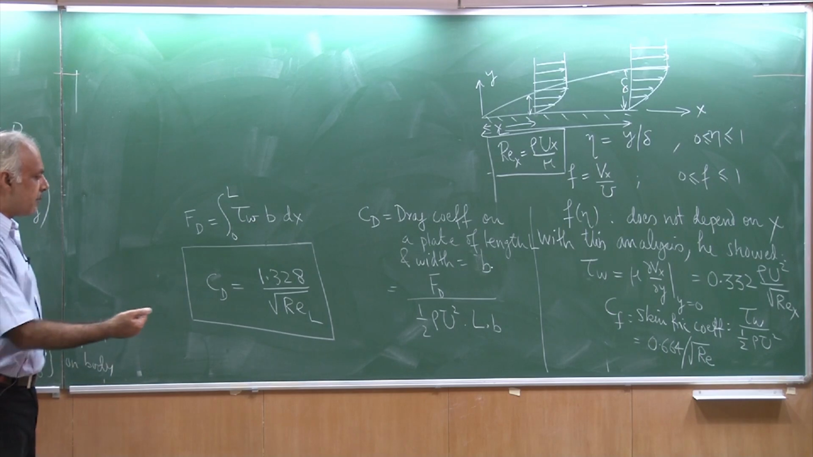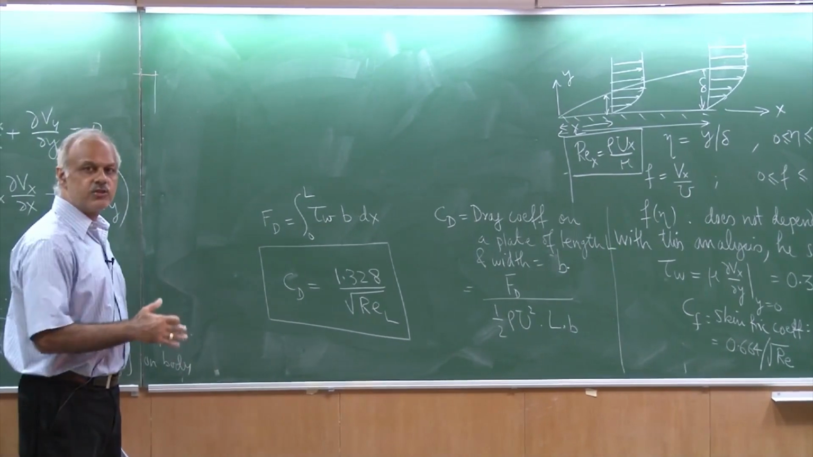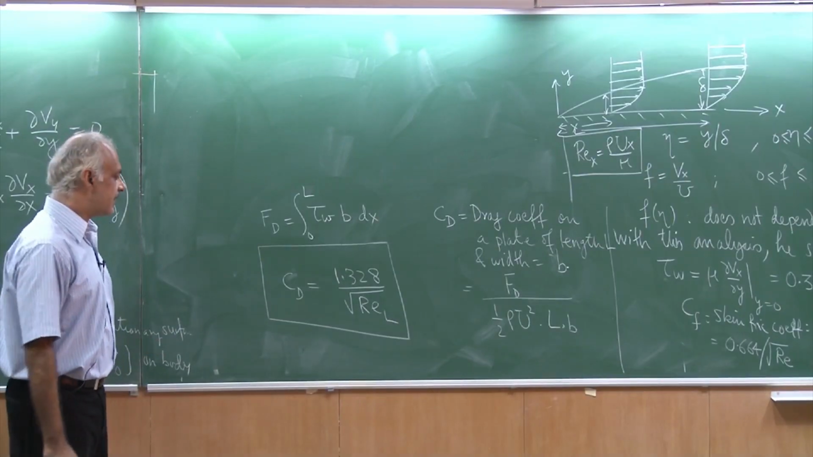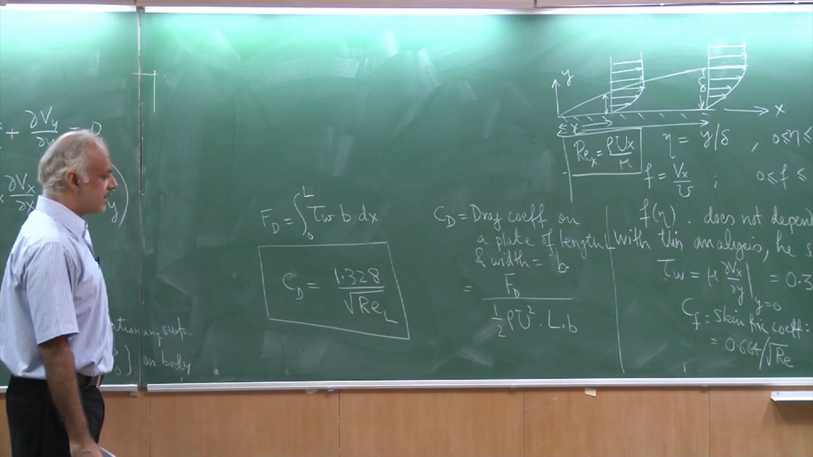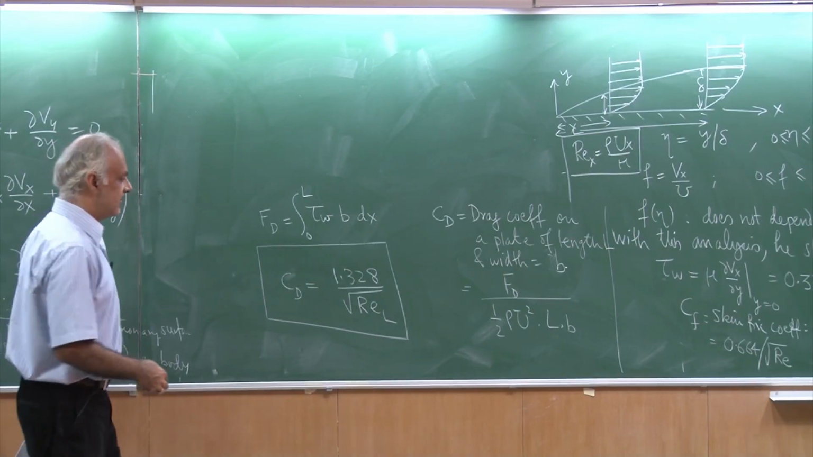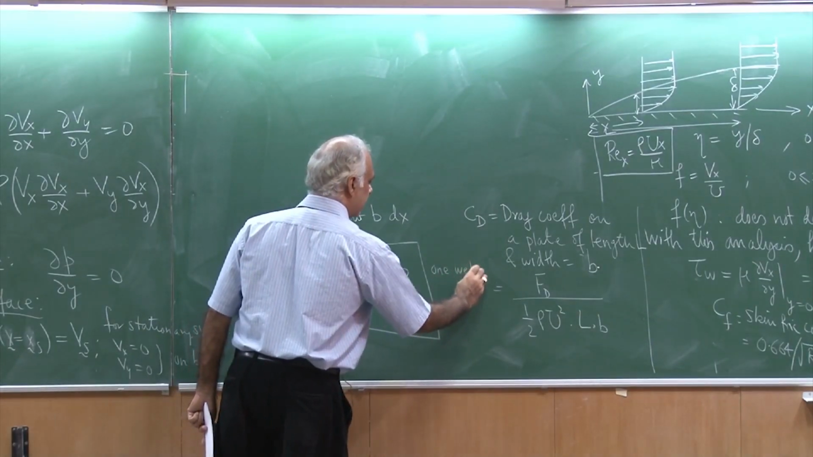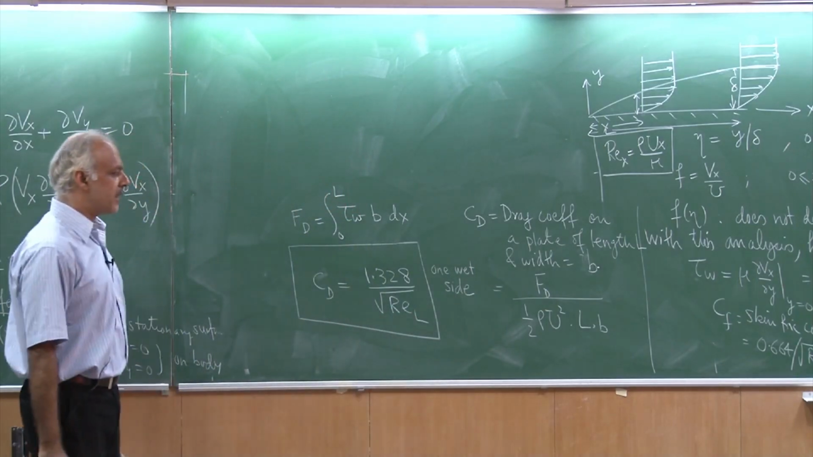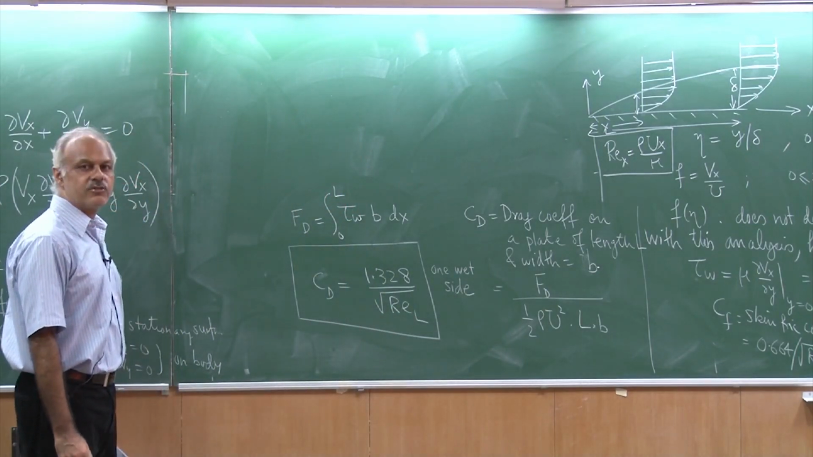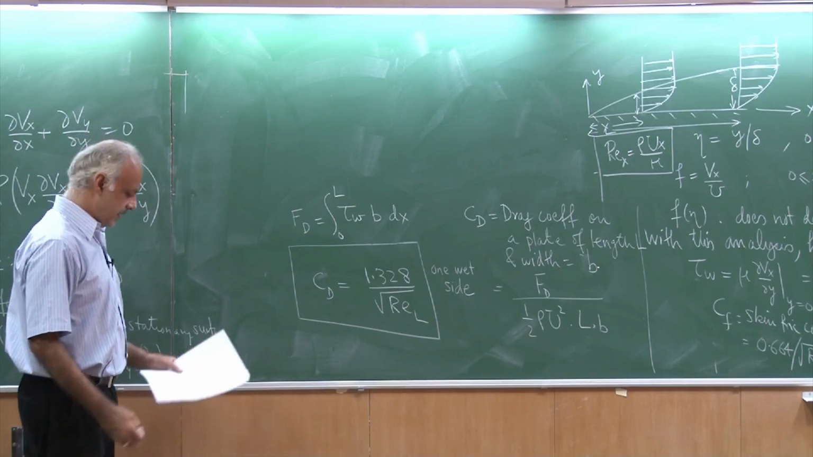So if I have a plate over which there is a uniform flow, then the drag felt because of the skin friction is given by this expression for one side. So this is for one wet side. If both sides of the plate are encountering the flow, then of course you would have to double this. Great.